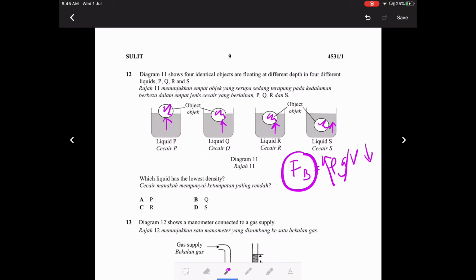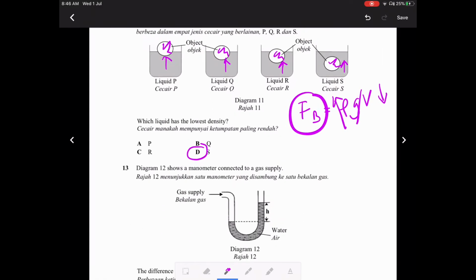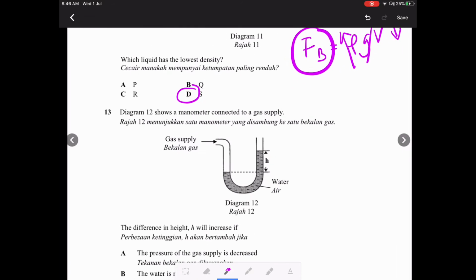Jadi kalau you tengok, density yang paling besar akan tolak dia naik atas lebih besar kan. Siapa yang kurang density, dia akan tenggelam lebih lah. Okay, so the answer is, dia nak lowest density kan. So the answer is S. Okay, so number 13. Diagram 12 shows a manometer connected to a gas supply.